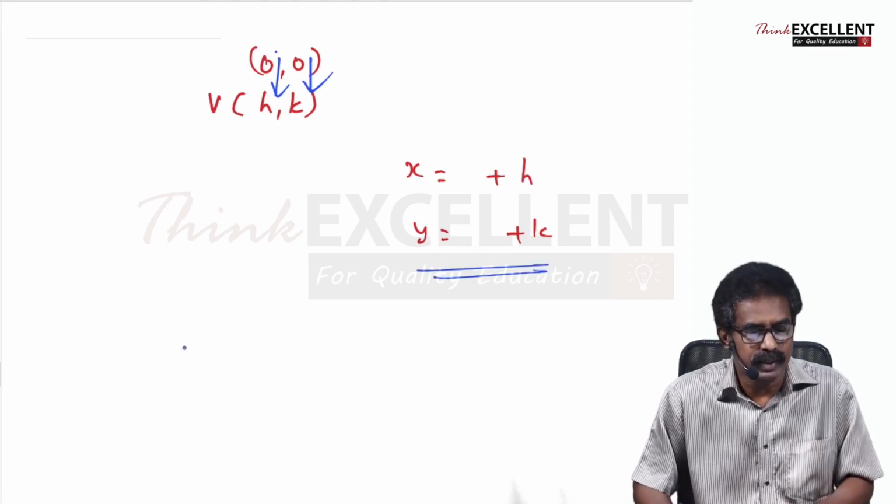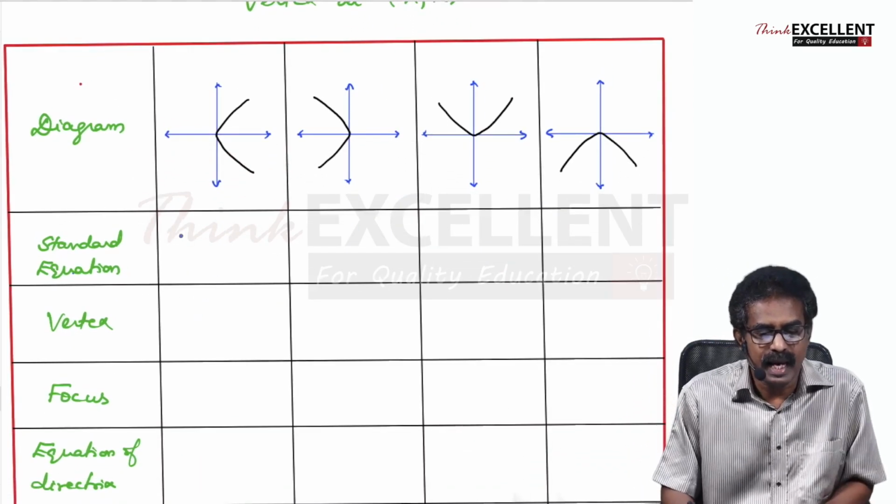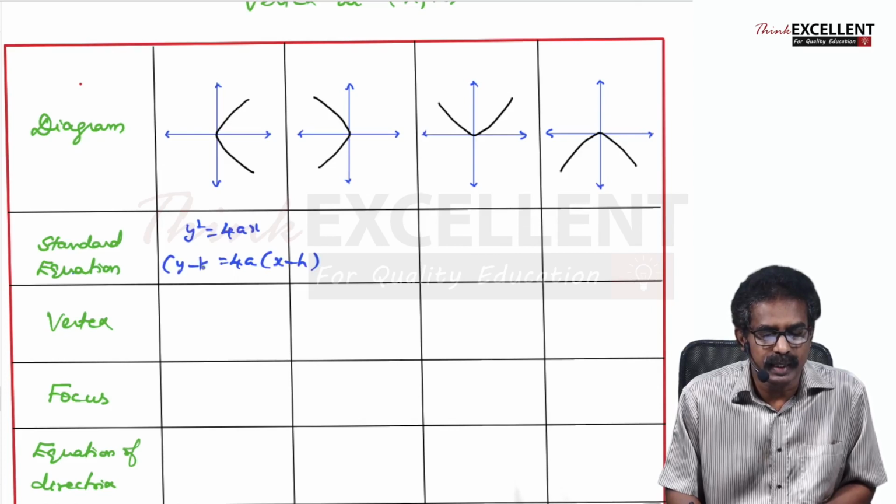Okay, so now please listen here. Let us see the first one. You know the standard equation: y square equal to 4ax, right? So here, when you change it, instead of x you write x minus h, and instead of y you write y minus k.